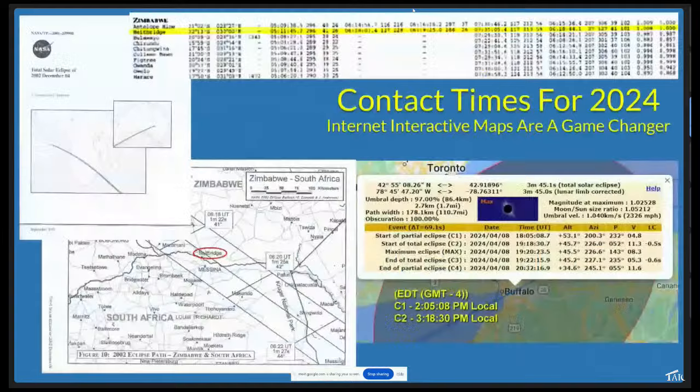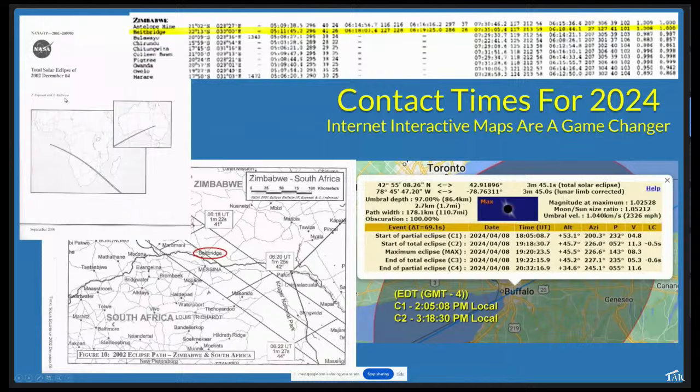So a couple of things about the local circumstances. We're spoiled nowadays because we have these interactive maps that we can tap where we want and get all the contact times. When I started chasing eclipses in 2001 and 2002, we had to mail a self-addressed stamped envelope to Fred Espenak at Goddard Space Flight Center, and he would mail back the eclipse bulletin for that particular eclipse.